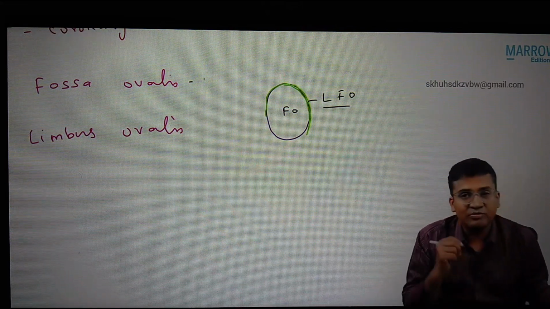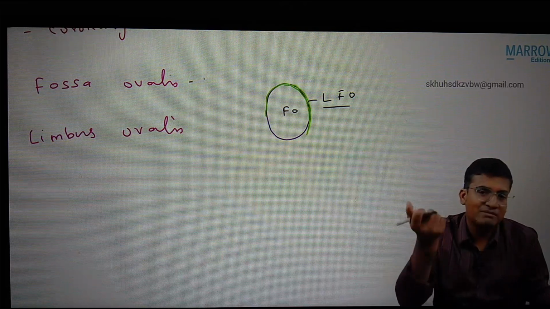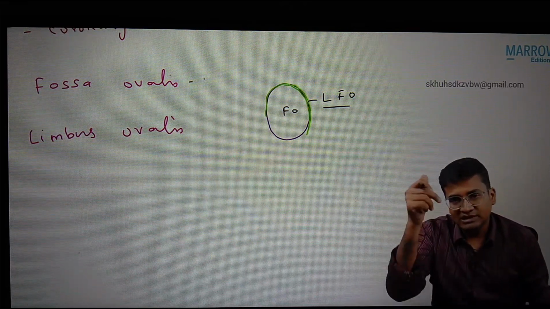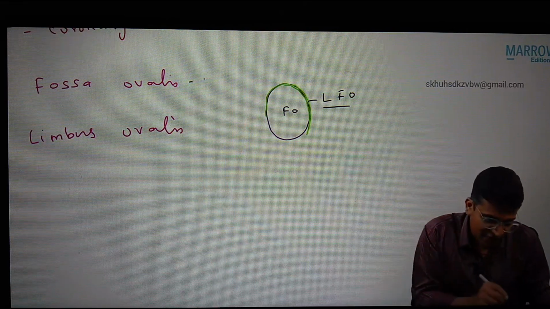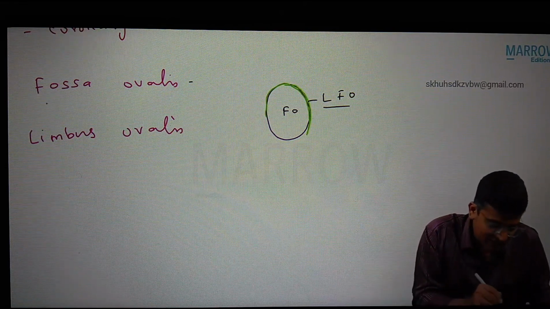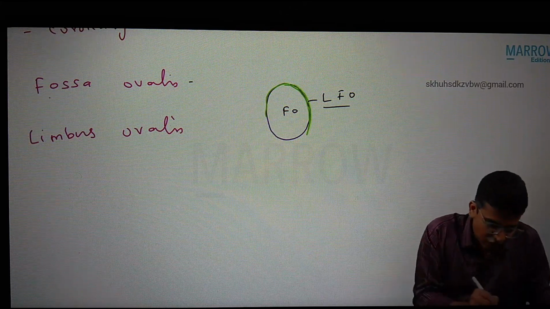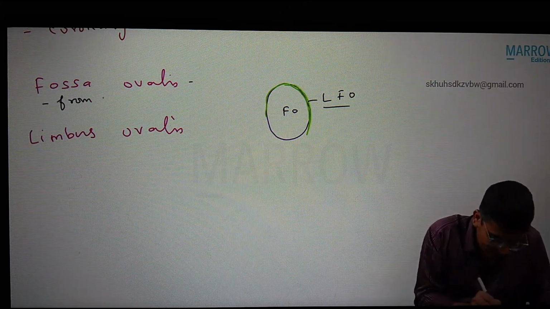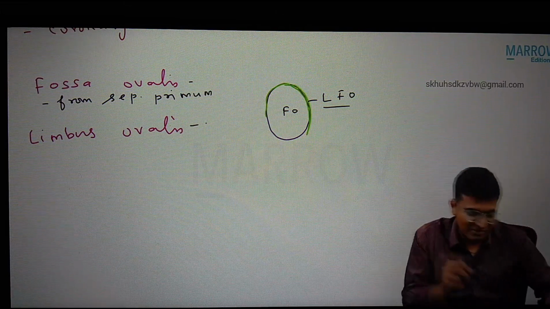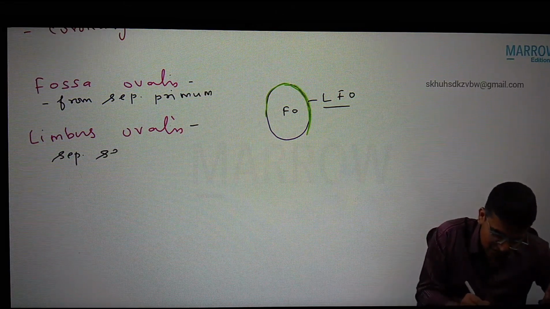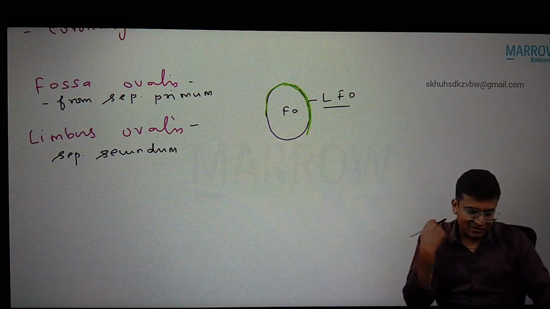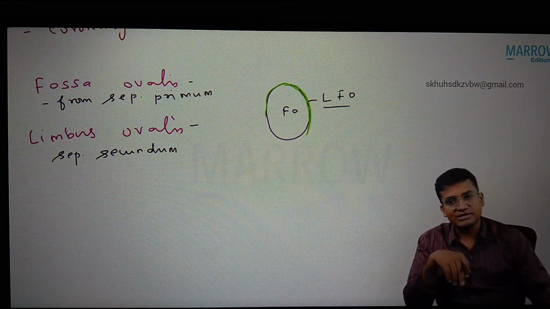Now, fossa ovalis is coming from septum primum. Septum primum and septum secundum are helping the formation of interatrial septum. The septum primum regresses and forms fossa ovalis. So, fossa ovalis is derived from septum primum. Limbus fossa ovalis is coming from septum secundum. Okay? Right. That's all about the fossa ovalis and the limbus fossa ovalis.